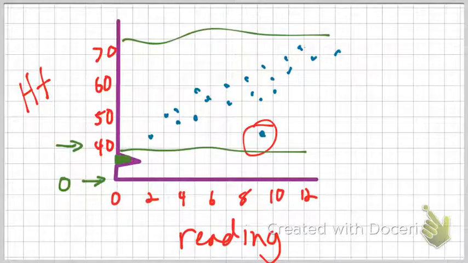Sound good? All right. Guys, that is our intro into scatterplots. Again, tomorrow we'll look at trend lines and making predictions with scatterplots. But the main thing we need to know is associations, which we just covered. So, awesome.